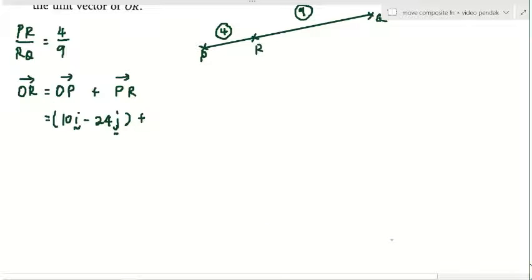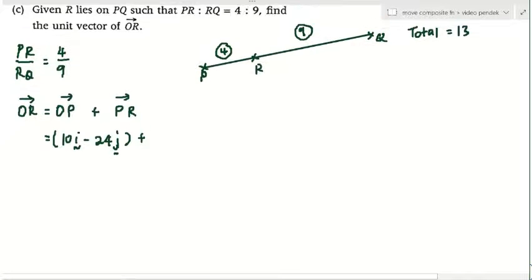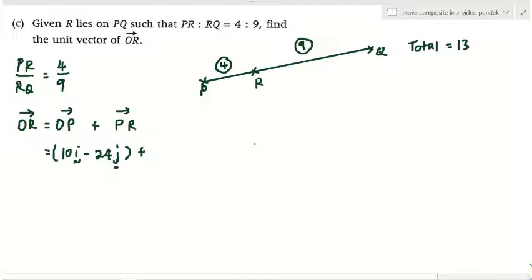We are actually not given the vector of PR, but we can get it from the diagram we sketched here. Since we already know how many units it is from each point to another, PR is 4 units and the total is 13. PR is 4/13 of PQ.